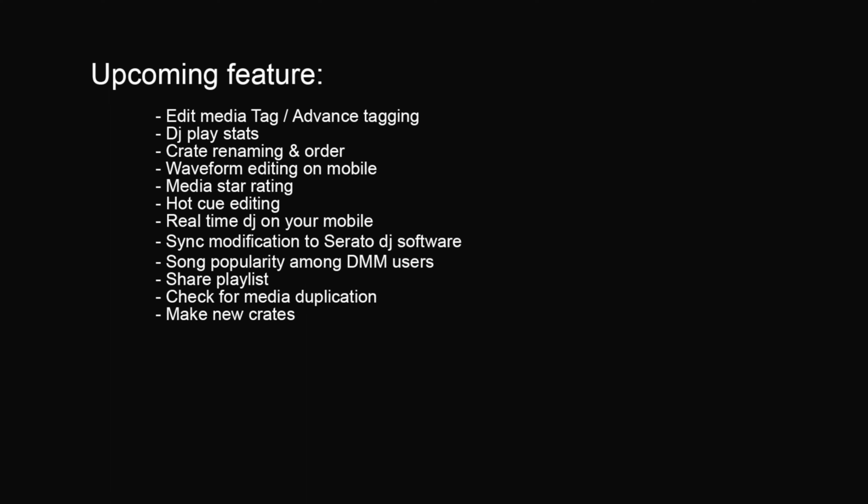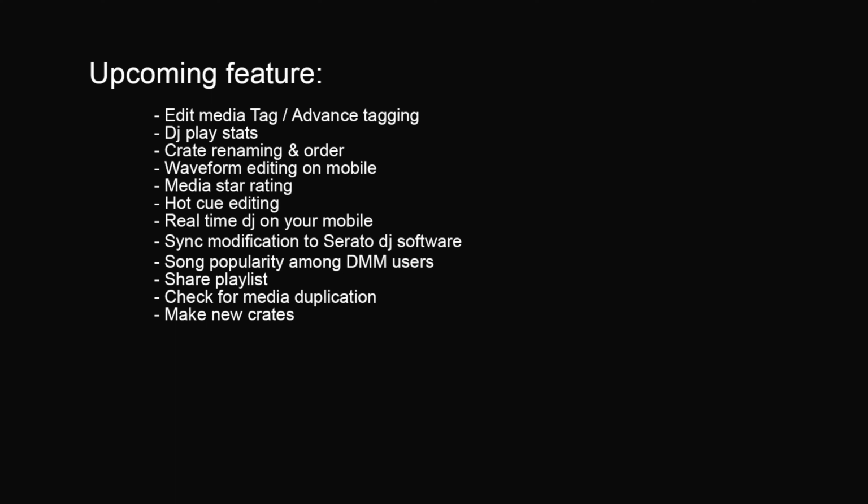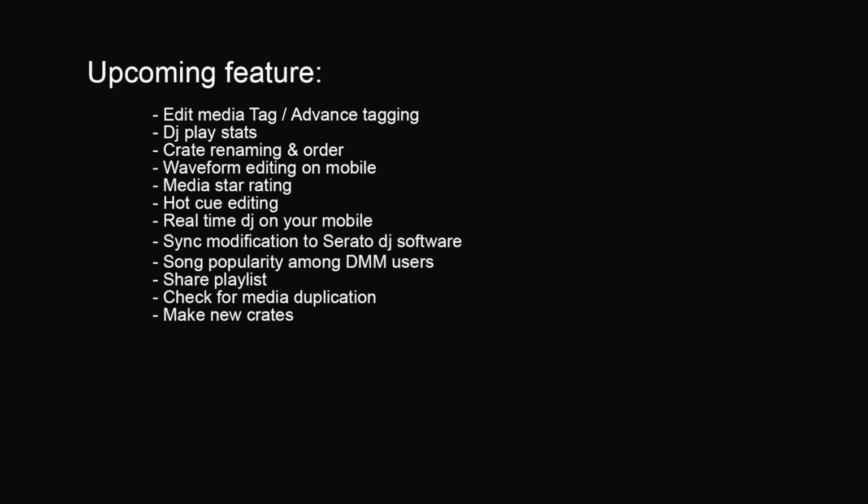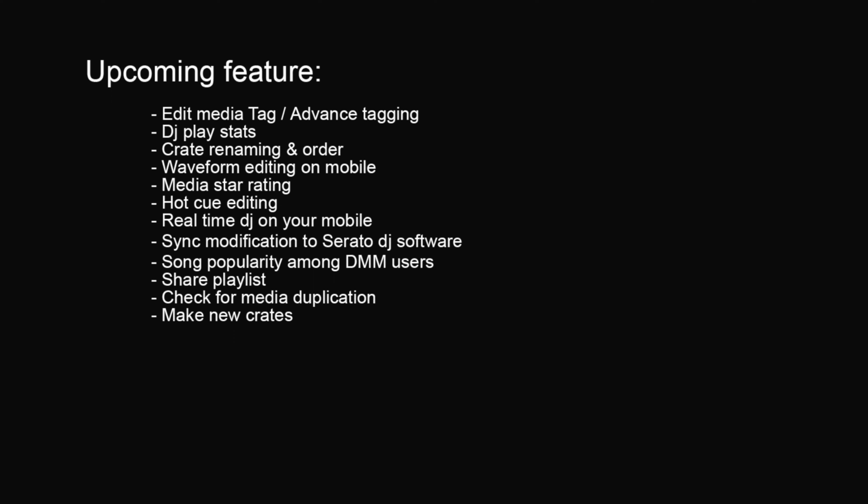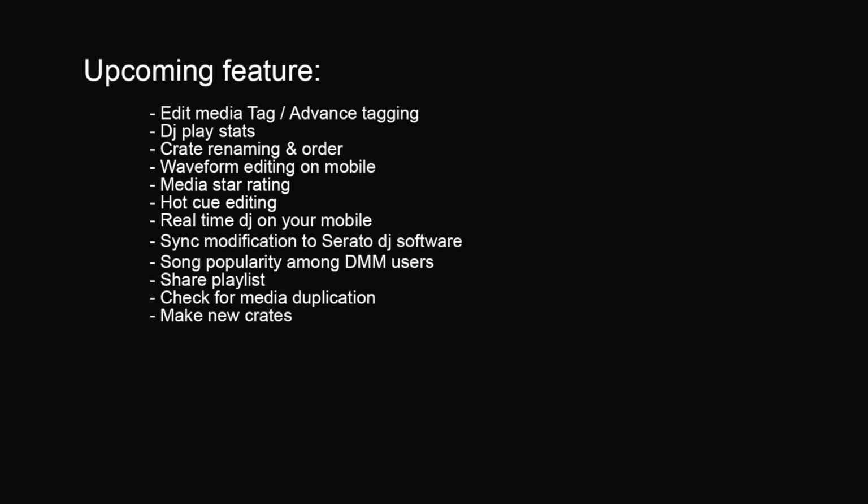A media star rating. There's a little cheat that's going to be implemented where you're able to see your star rating in Serato, but it's not really a star rating. It's actually just reading a text and making it look like a star rating. But it will give you an idea of what rating you've set, and the app will make it a lot easier for you to do that. So you just drag the rating system, and then it will reflect back on your Serato.